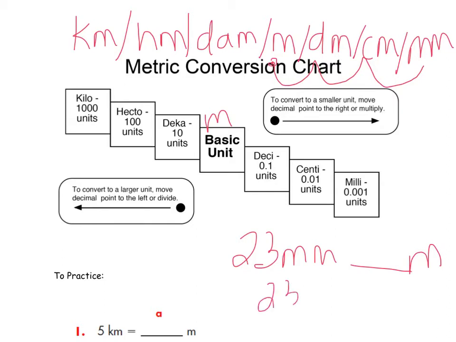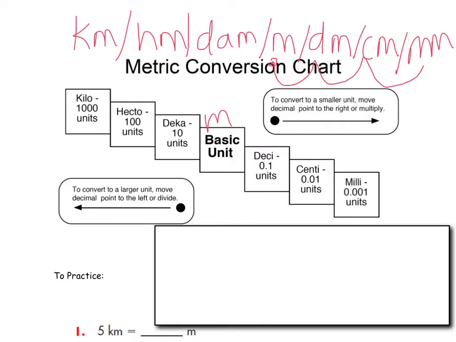Now 23, or any number, if it doesn't already have the decimal in it, has its decimal at the end. So we would move it 1, 2, 3 places. Here's our new decimal. We get rid of that one. We have to fill these spots with zeros. So it becomes 0.023.